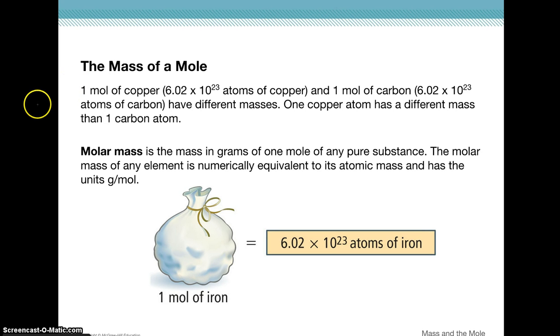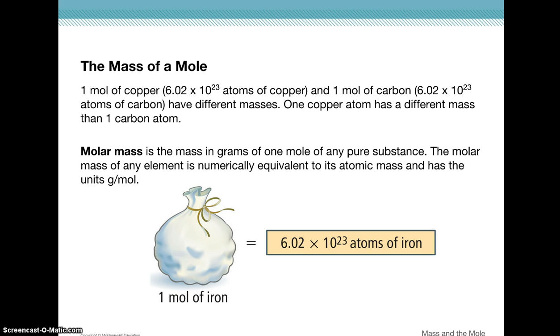In the previous video, we talked about what a mole is and how many atoms it represents. Now we're going to look at the mass of that many atoms. A mole of copper versus a mole of carbon will have different masses because copper atoms have different masses than carbon atoms. There are different numbers of protons, neutrons, and electrons. We call that mass the molar mass, the mass of 1 mole of any pure substance.